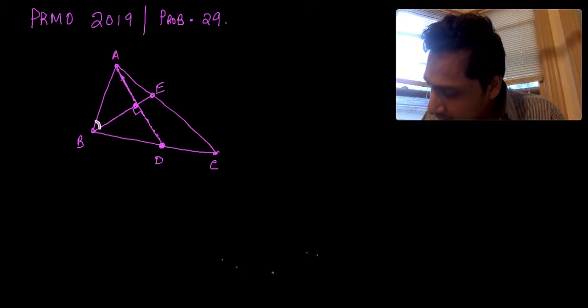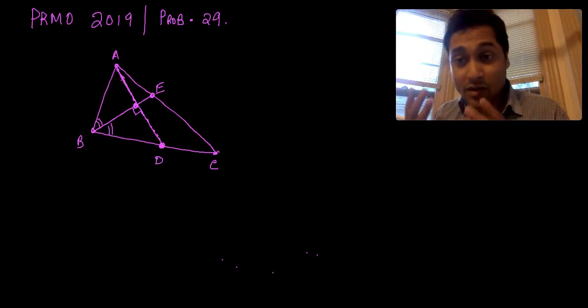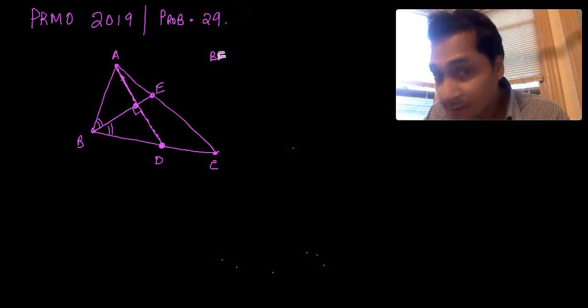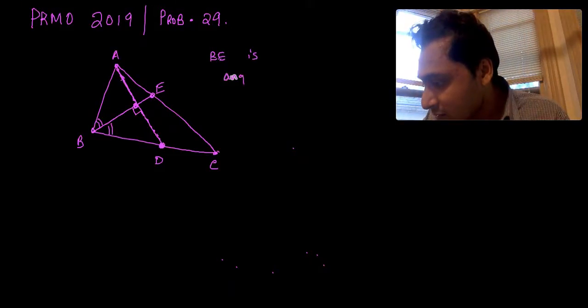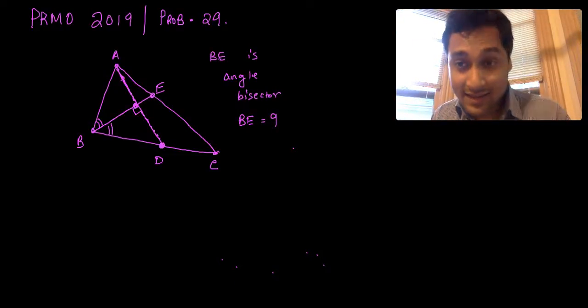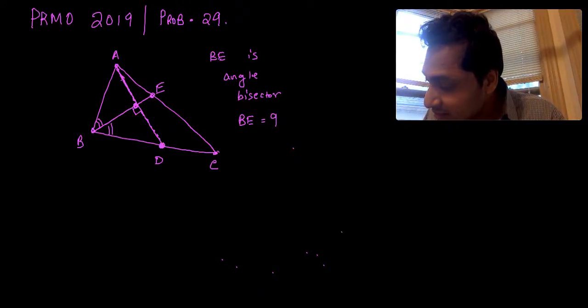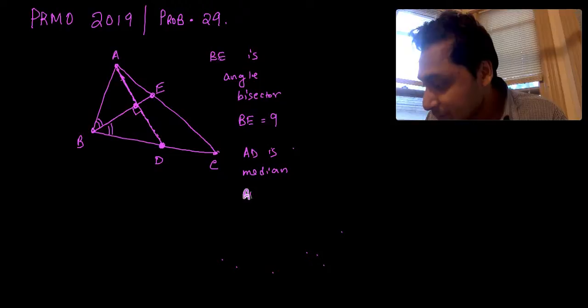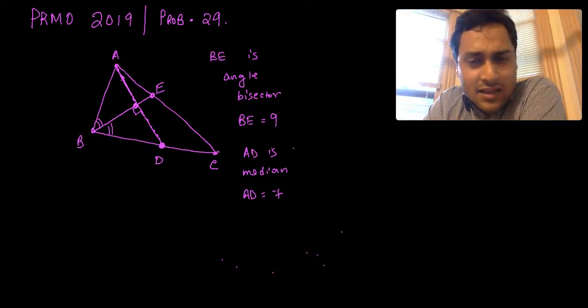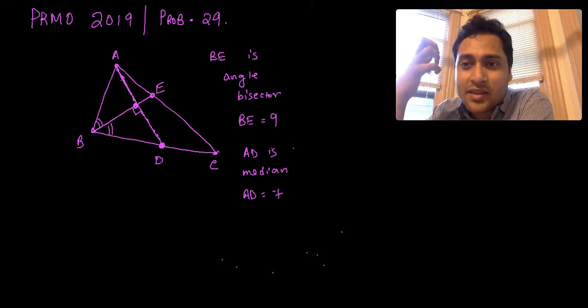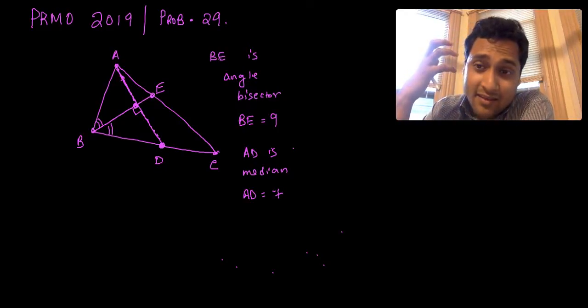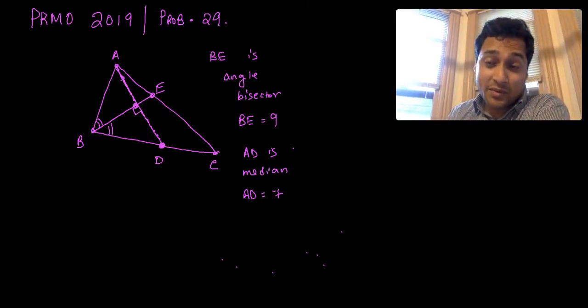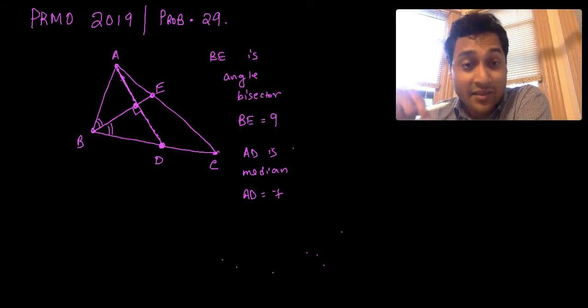So these two angles are equal because BE is the angle bisector. That's given. And it's also given that the length of BE is 9. Similarly, AD is a median, and its length is 7. So this is the information given, and we are interested to find out the area of triangle ABC. The actual problem said to find the integer closest to the area of this triangle.